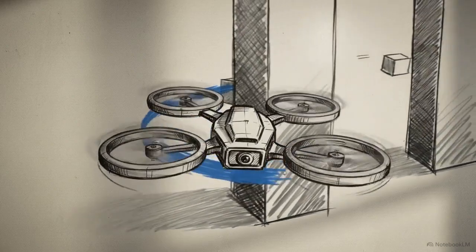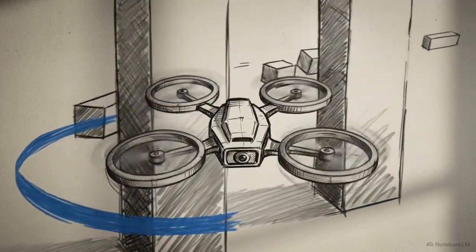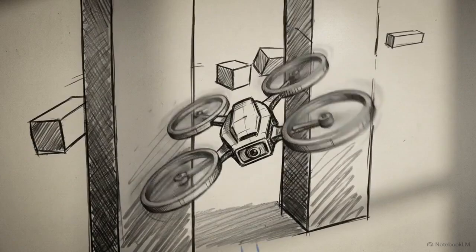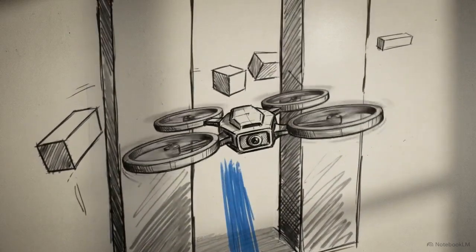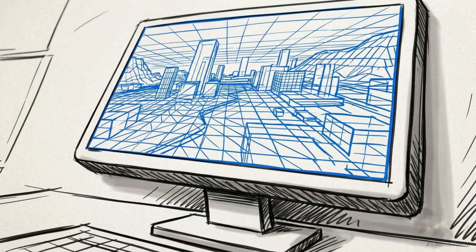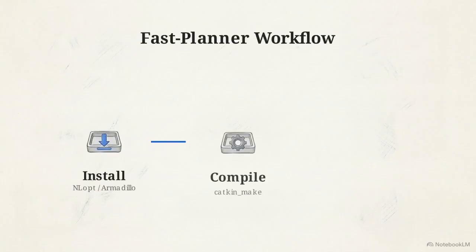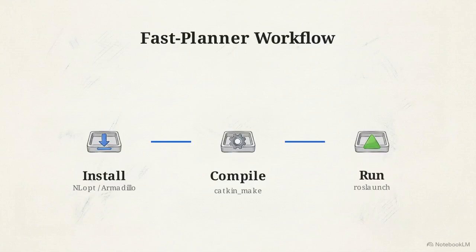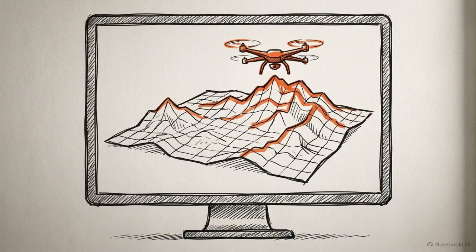Look at this simulation. A mechanical drone instantly calculates a path and flies cleanly through a dense field of obstacles without a single collision. To achieve that level of autonomy, we need the right environment.